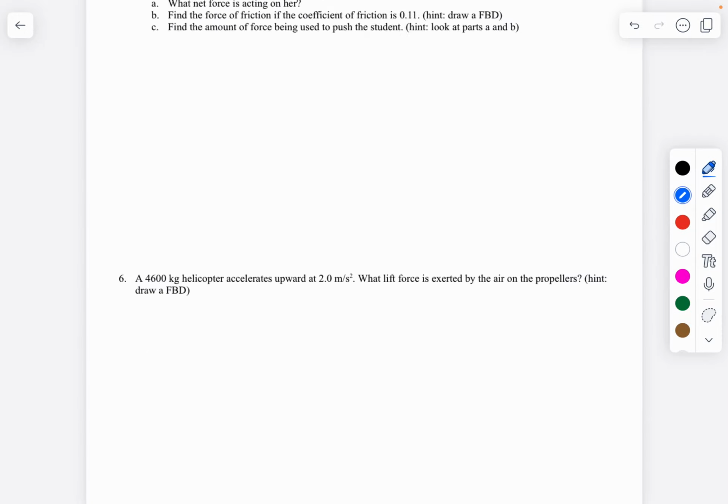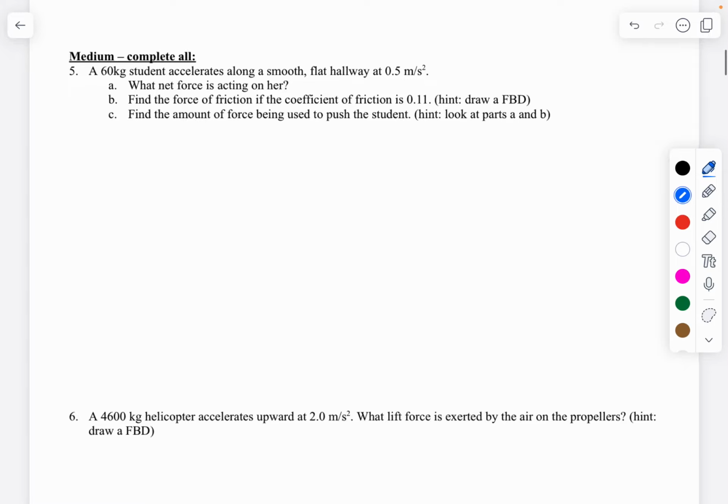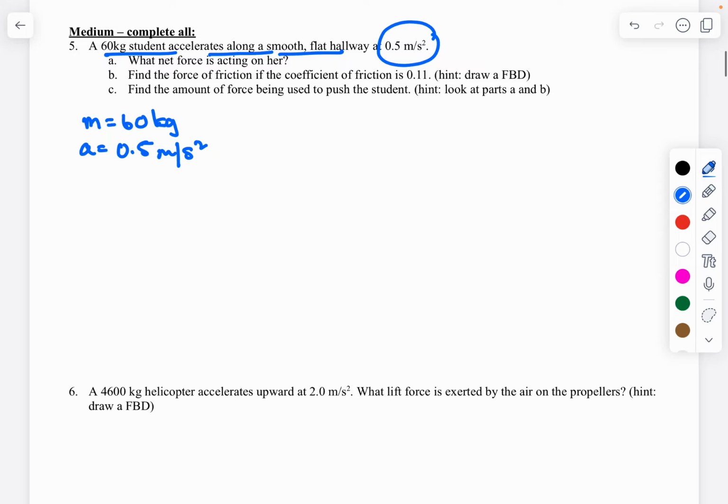Okay, so let's look at the medium questions. Let's do number 5. Number 5 is a little bit harder, I think, right? So let's take a look at this. We have a 60 kilogram student who accelerates along a smooth, flat hallway. And this is the acceleration. So let's write down what we're given here. It's 60 kilograms, and the acceleration is 0.5 meters per second squared. It's asking what is the net force that is acting on her.